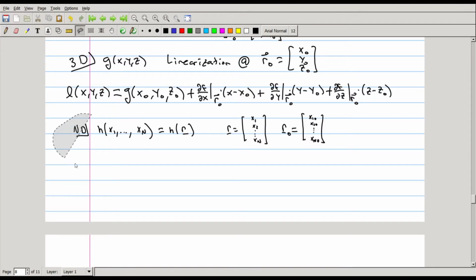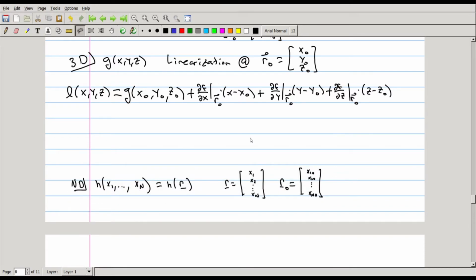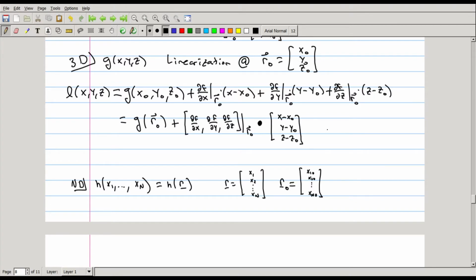Likewise, in 3D, this linearization can be written as the function g at the point r0 plus the gradient vector at the point r0, vector dot product in 3D with the vector x minus x0, y minus y0, z minus z0, or most compactly as g of r0 plus the gradient vector of g.